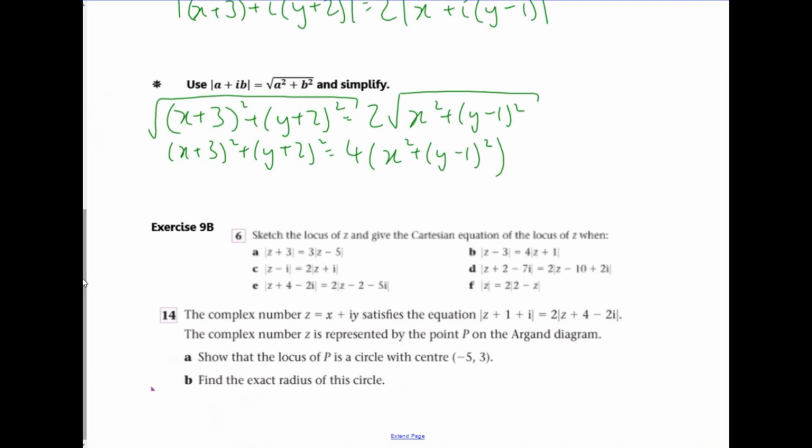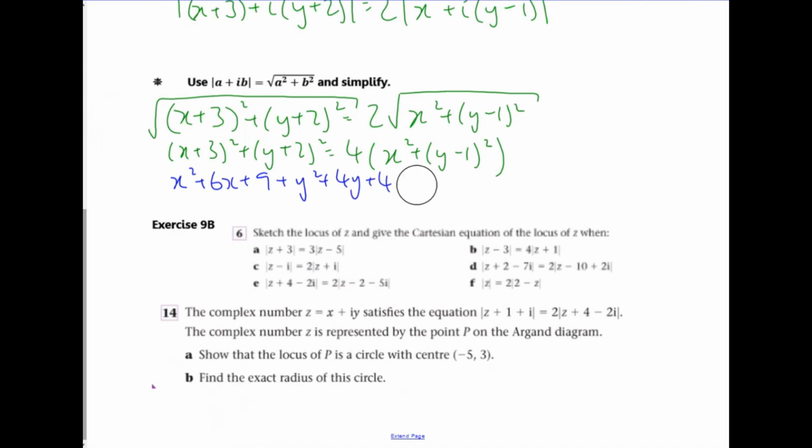So I'm going to run out of space, but hopefully your answer more than mine. So you get x squared plus 6x plus 9, plus y squared plus 4y plus 4 equals 4x squared plus 4y squared minus 8y plus 4, if I remember times a lot by 4. Collecting up your like terms, so if we take everything over to the right hand side, I get 3x squared minus 6x. Taking y across, I get 3y squared minus 12y. And then your numbers, so we've got 9 and 4, so the 4's cancel.